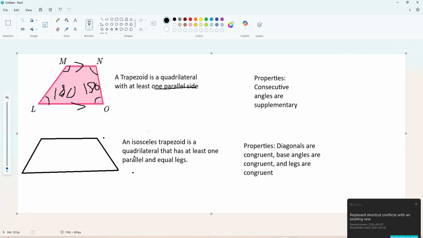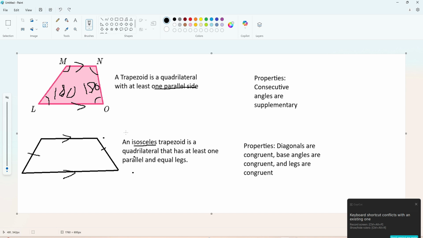And our last quadrilateral, an isosceles trapezoid, is a quadrilateral that has at least one pair of parallel sides and equal legs. So these legs will be equal, and these legs will be equal. The bases will be parallel. Now the properties. The diagonals of an isosceles trapezoid are both going to be congruent to one another.